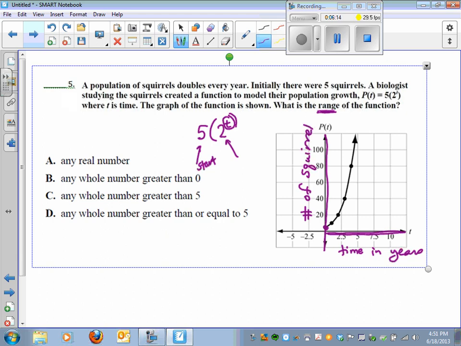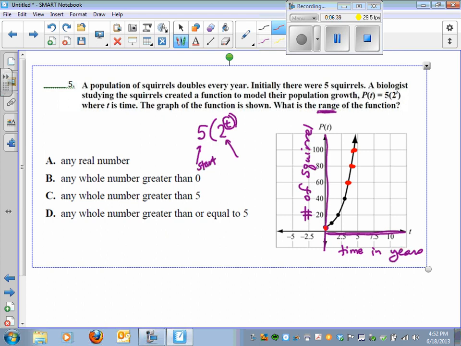Well, could you have 5 squirrels? Yeah, you started out with 5. It's asking you ever. Have you ever had 5 squirrels? Yes. Have you ever had 60 squirrels? Or will you in the future? Yeah, right there is 60. Have you ever had 80? Yeah. Have you ever had 100? Yeah. What about 1 squirrel? And the answer is no. From the very first measurement, there were 5. So 1 is not in the range.